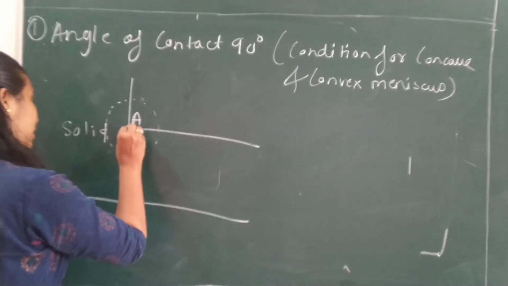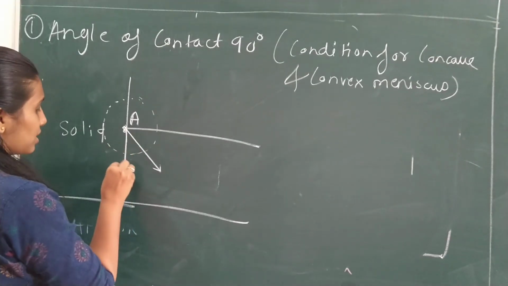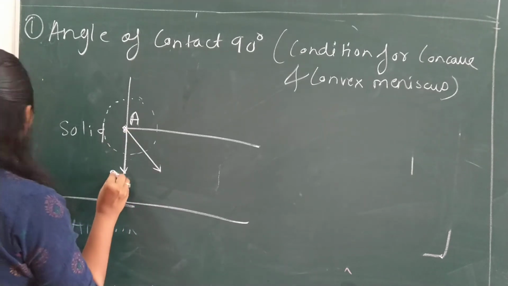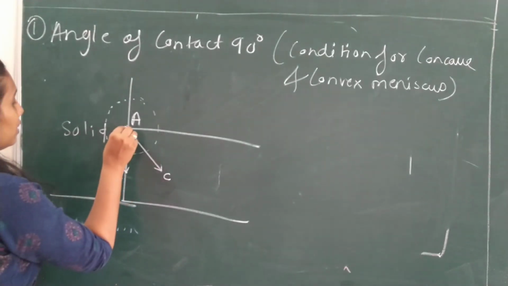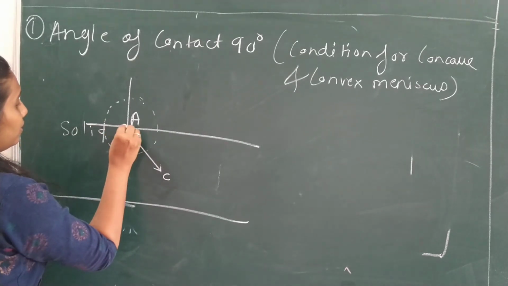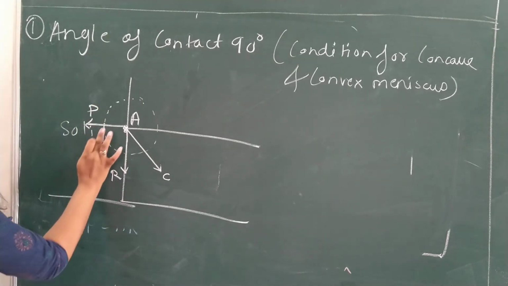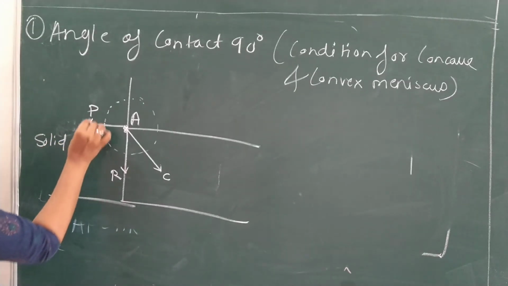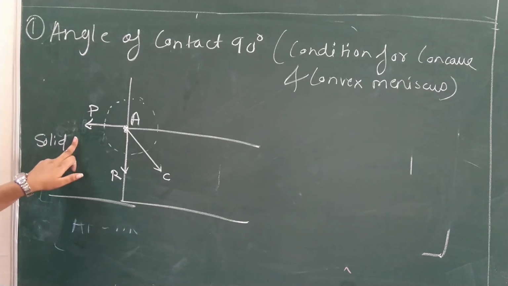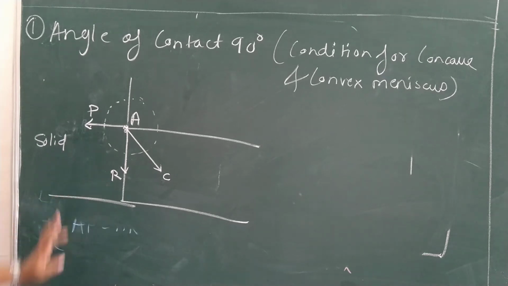Now if I draw a cohesive force exactly at 45 degree, and this is my resultant force AR. So AR is my resultant force, AC is my resultant cohesive force, and this one, AP, is my adhesive force. So draw this solid here, so it can be seen clearly. So AP is adhesive force, AC is cohesive force, and AR is the resultant vector or resultant force.